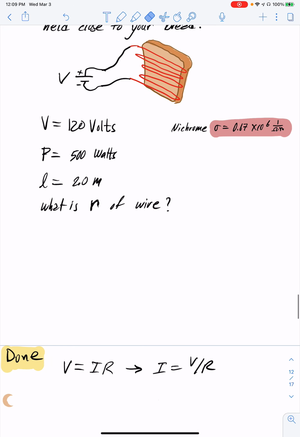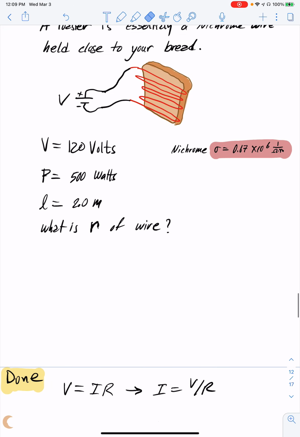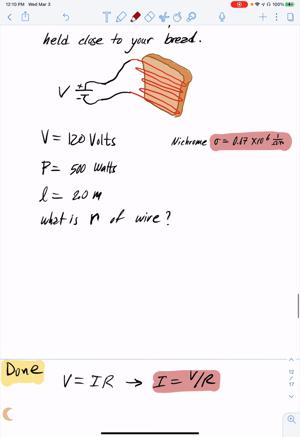Okay, so first we know we can use Ohm's law on this material. So if we know the voltage difference from one end of the wire to the other, we can from that calculate the current. Okay, so solving Ohm's law for the current, we find that it's the voltage divided by the resistance. Of course, we don't know what the resistance is, but we do know that the resistance should depend on the geometry of the wire.